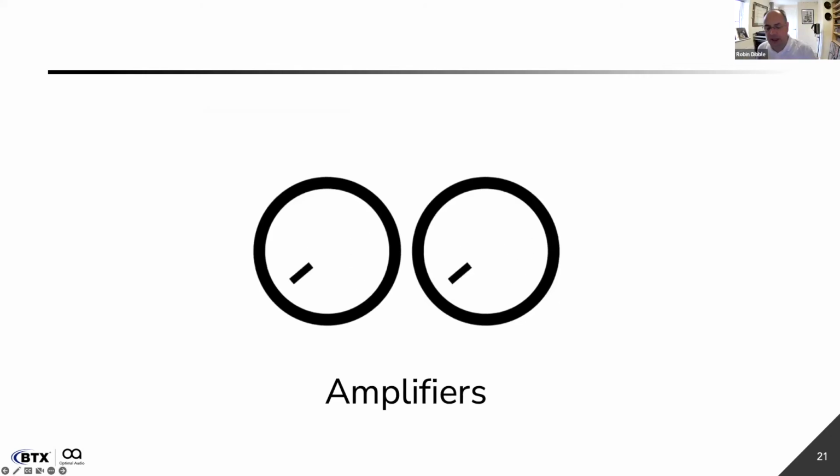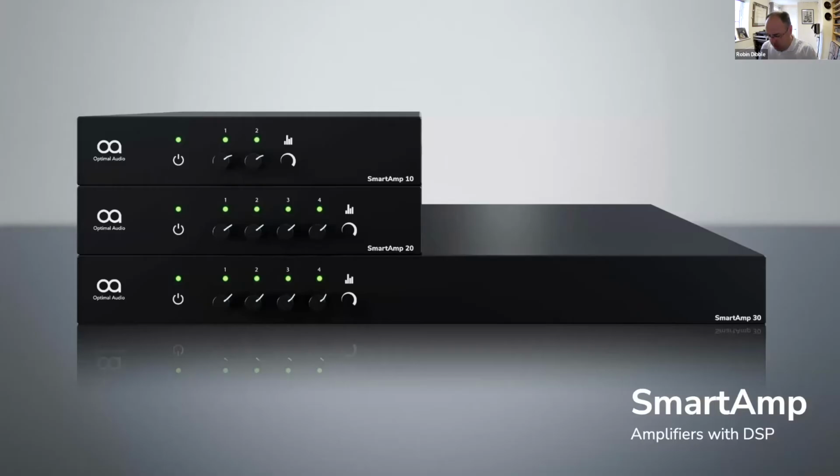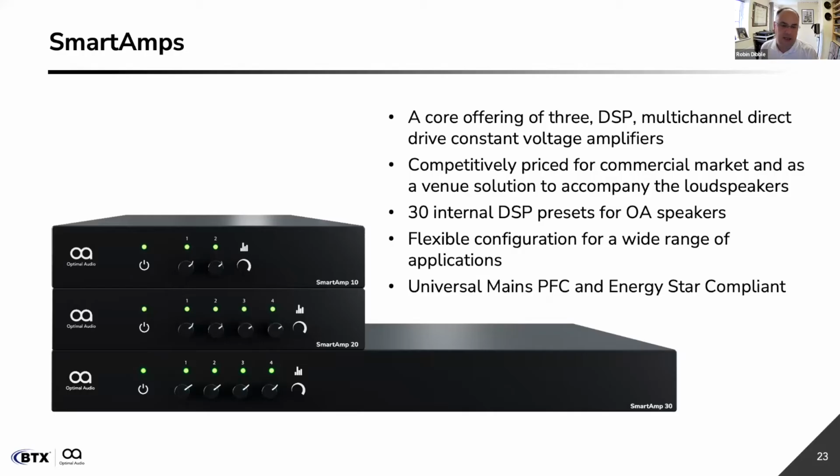Okay, so a very quick top level view of the rest of the OA products. Let's start with the amplifiers. So there are 3 amplifiers available to add to the line outputs of the zone, the 10, 20, and 30. They are all a universal power supply, work anywhere in the world, internal DSP for all the optimal audio loudspeakers, very flexible 2 or 4 channel amplifiers.